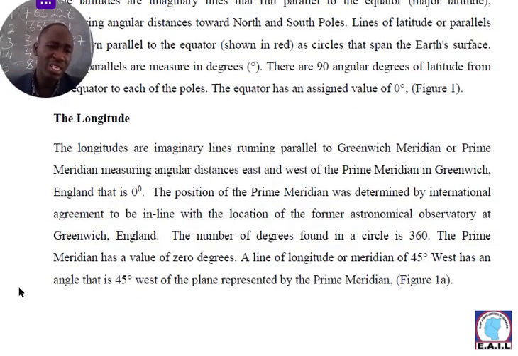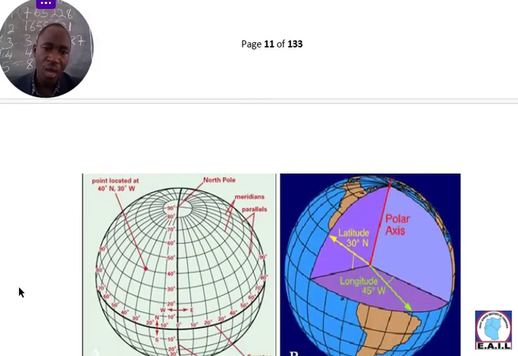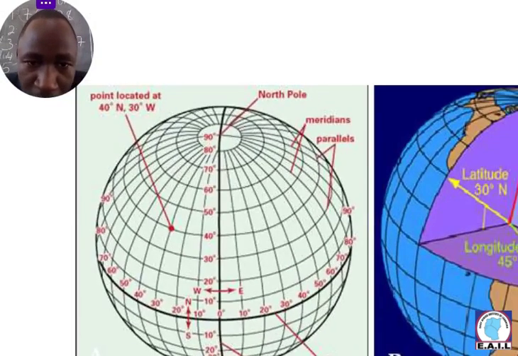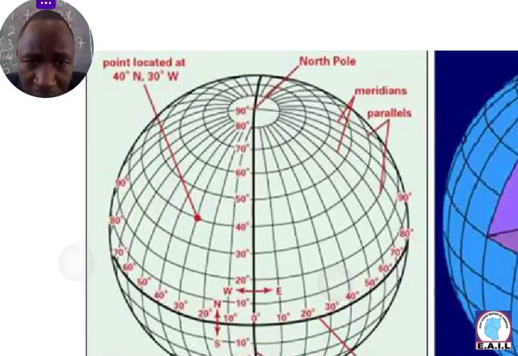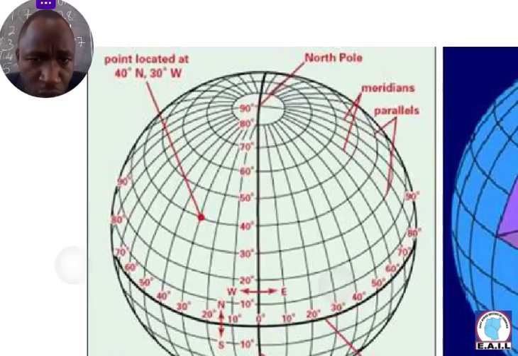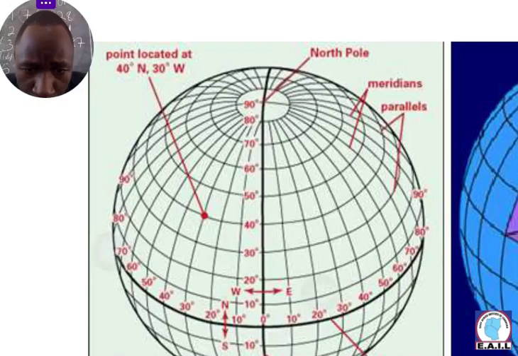We are going to see a diagram or an illustration showing how those lines look. Now, when you look at angle 40, that line is 40 degrees, so a point located at 40 degrees north and 30 degrees west in terms of location. I think it clearly shows that it is running from the north to the west.